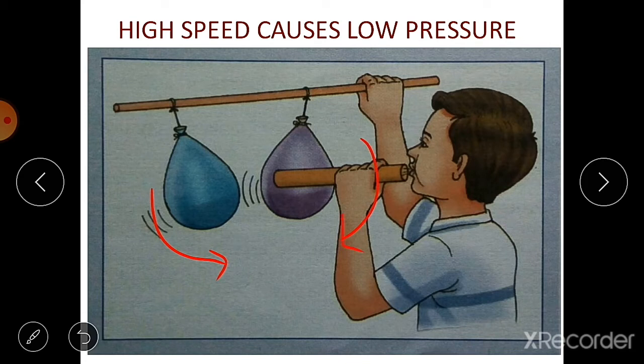is high. Okay, and this high pressure pushes both the balloons towards each other, and that's why these balloons come closer. Okay, and this proves that when the speed of wind is increased, the pressure decreases. High speed causes low pressure. So this was another activity.